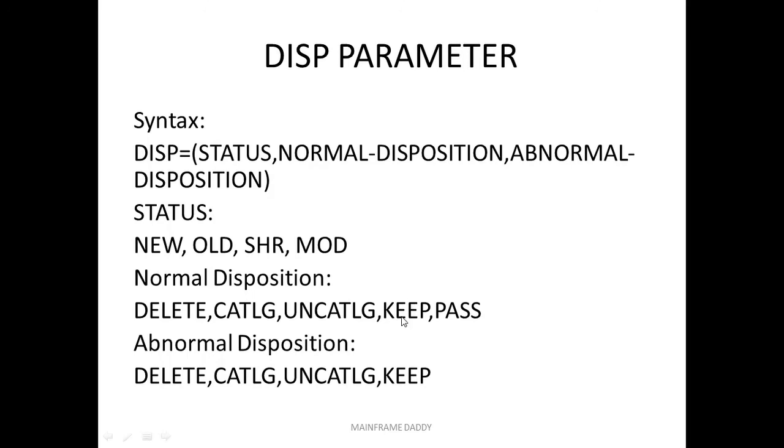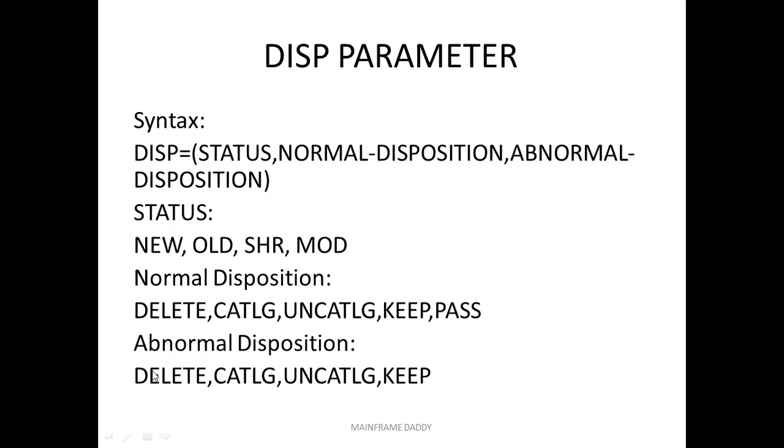And to keep the data set after use, we'll have keep in normal disposition. And pass, if we want to pass the data set data to subsequent job steps, we will be using pass in the normal disposition field. So when we specify pass in the normal disposition field, the data will be passed to the subsequent job steps.